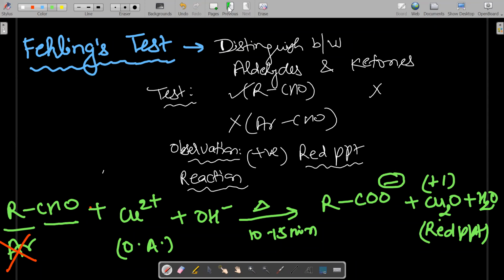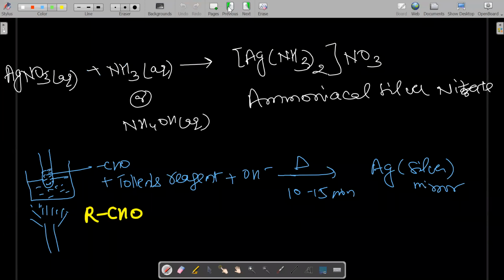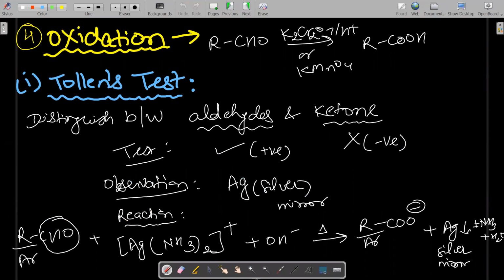Even in Tollens reagent also, you can see the back reaction also. In this Tollens reagent also, this Tollens reagent act as oxidizing agent, because in this case also this Tollens reagent is oxidizing CHO to carboxylic acid and itself get reduced from Ag+1. What is oxidation state of Ag? +1. +1 to 0. ठीक है, इसमें जा रहा है, reduce हो रहा है.